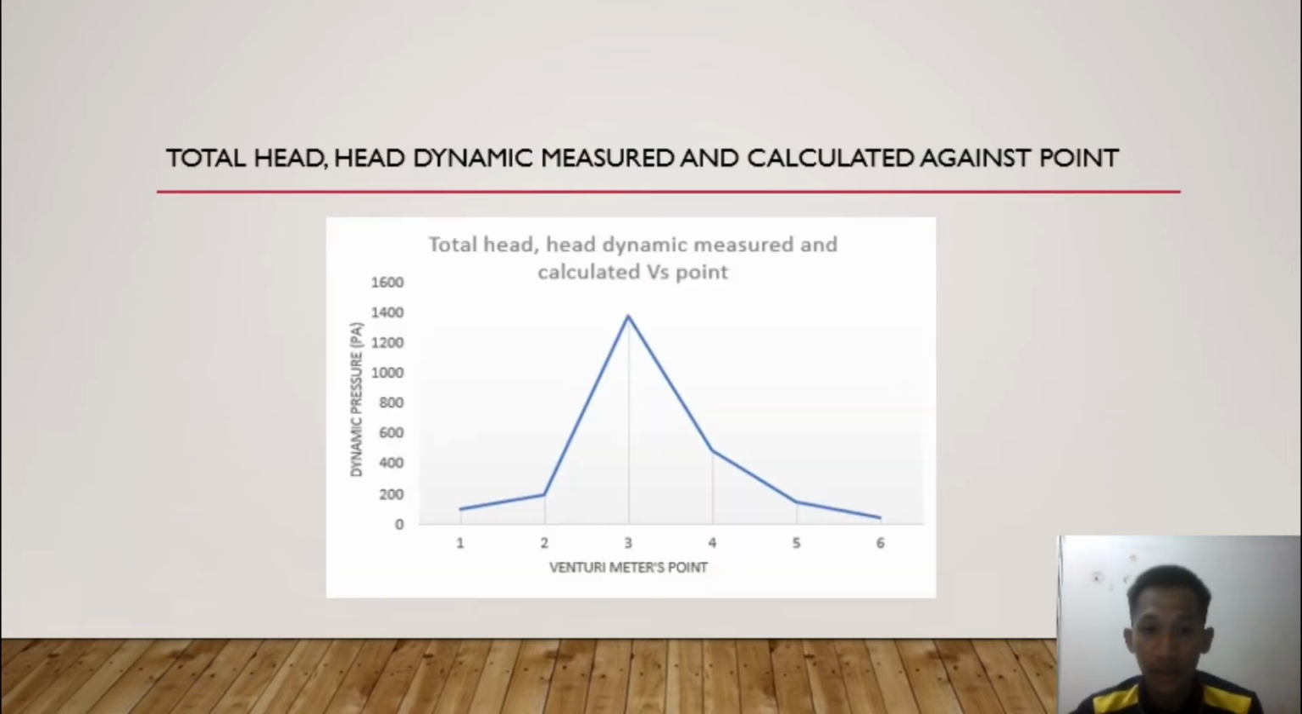Firstly, I'm going to talk about the total head dynamic measured and calculated against points graph. The total head dynamic measured and calculated against point are shown against the points of the venturimeter in the graph above. The fluid's flow rate Q is a constant 0.00263 meter cube per second.